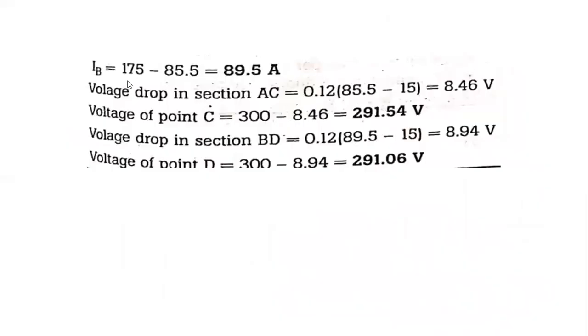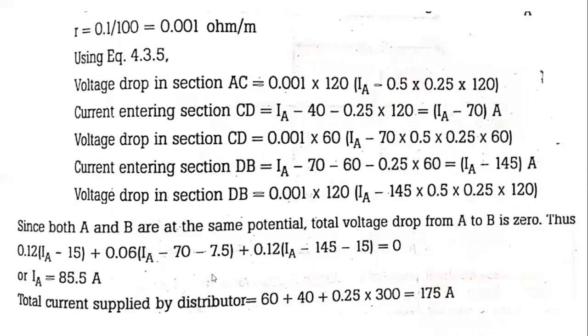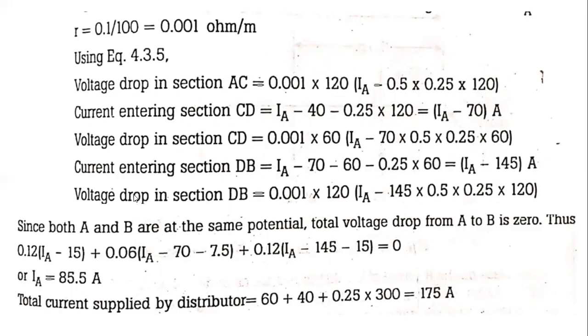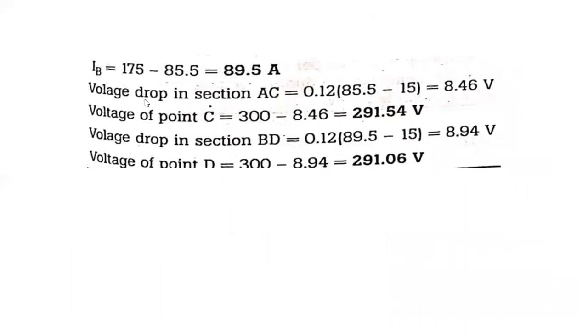Next, we calculate the current IB value. IB is equal to the total current, that is 175. What is the total current? 175 minus the current at point A, that is 85.5 amperes. 175 minus 85.5 amperes, then we obtain IB, that is 89.5 amperes.